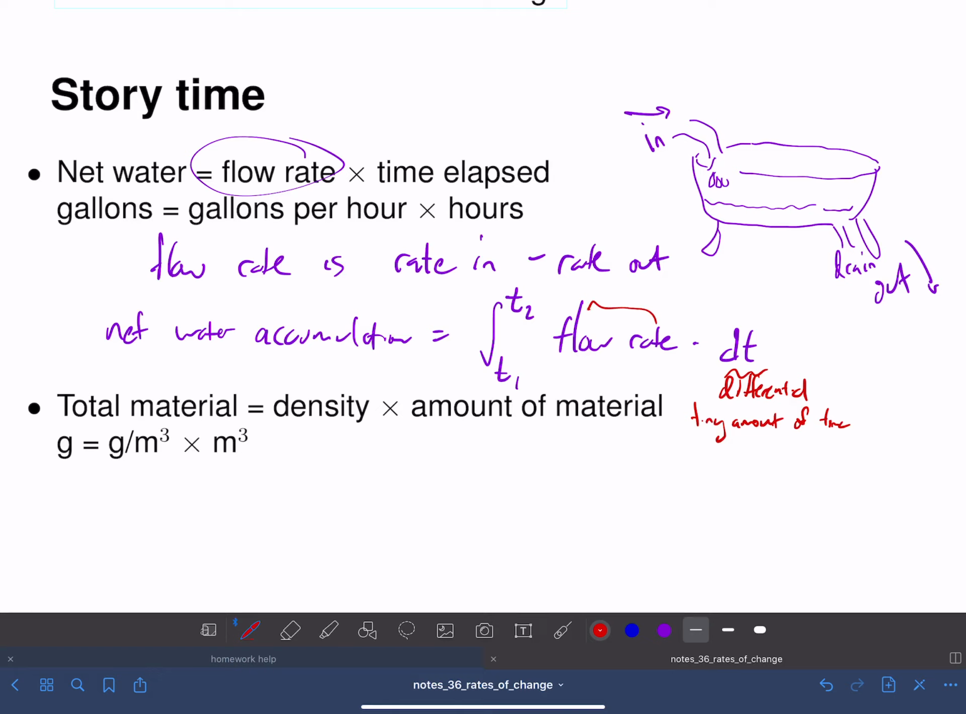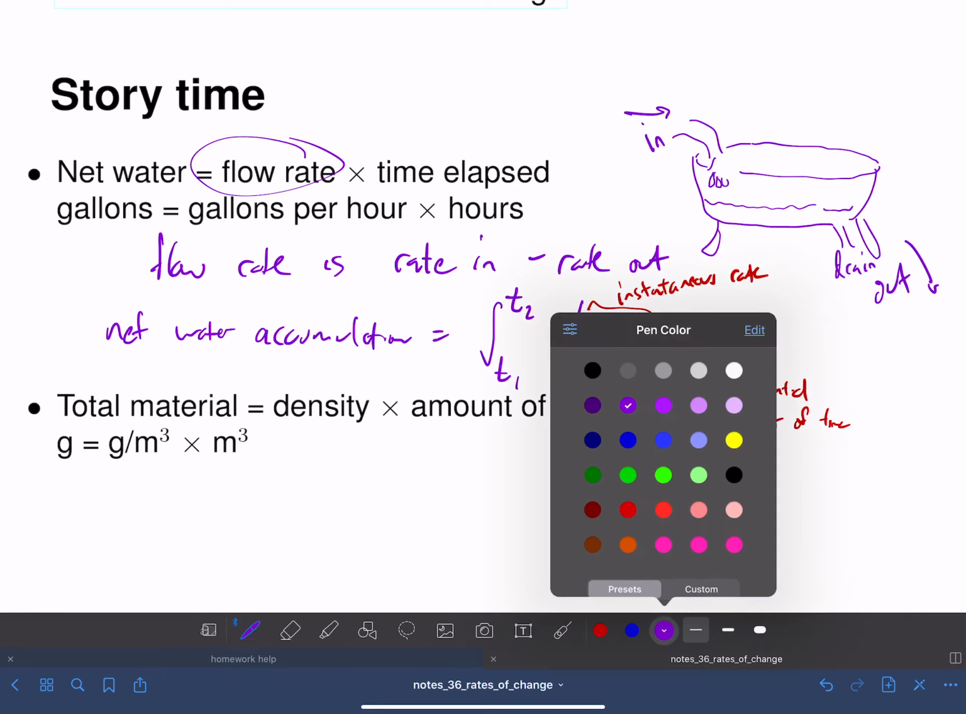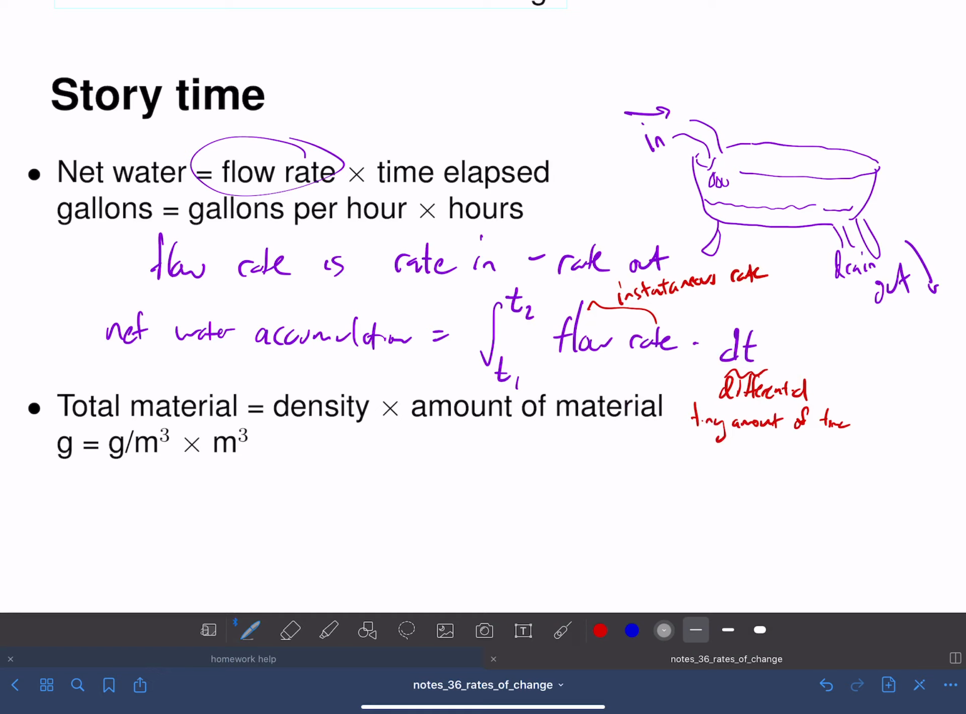And the flow rate is the instantaneous flow rate. And the reason that I need to use a very tiny amount of time is that the flow rate changes over time, right? I can turn the faucet on my tub and control the rate. So I've got a dial that I can turn, and I can turn it to have more or less, right? Down here is 0. Here is the maximum flow rate. I don't know what direction yours turns in. And so I can vary that by time, right?